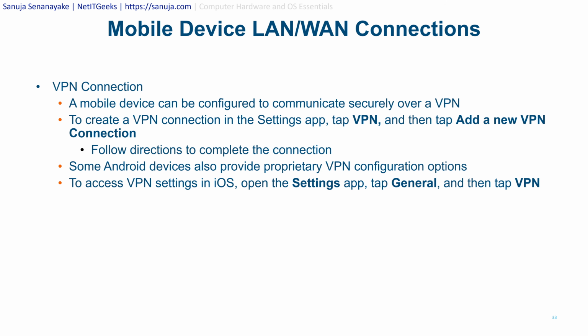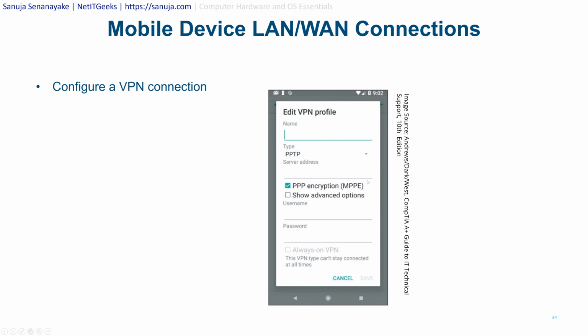To create a VPN connection in the settings app, tap VPN and then tap add new VPN connection. Then you basically follow the instructions to complete the connection. It is very simple. Some Android devices also provide proprietary VPN configuration options, such as the Samsung VPN connections that sometimes come in certain Samsung devices. To access VPN settings in iOS, open the settings app, tap general, then tap VPN, and you can set up by just following the basic instructions. Here is a screenshot of a VPN configuration on an Android. They are going to ask for certain information, and all of this information should be provided to you by your VPN provider.